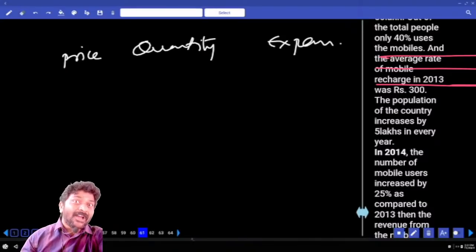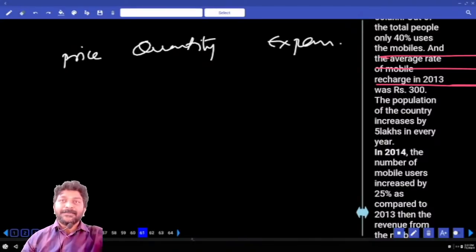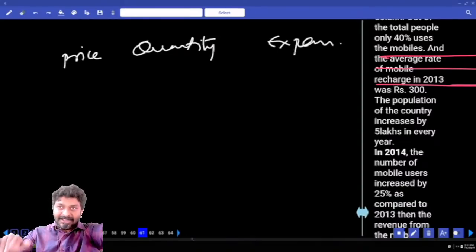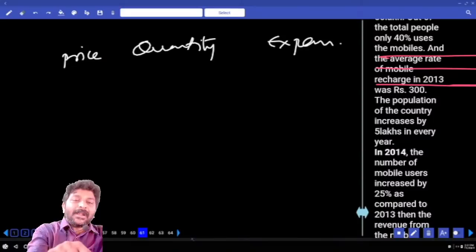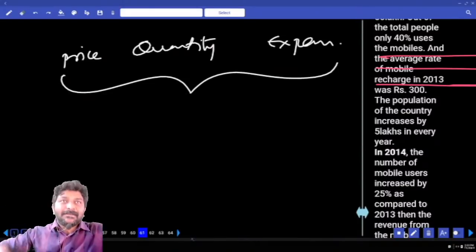Expenditure must be constant. In the case where expenditure is constant, if price increases, quantity decreases. If price decreases, quantity increases. Now this is the relation, I agree, but I want you to connect these 3 variables.